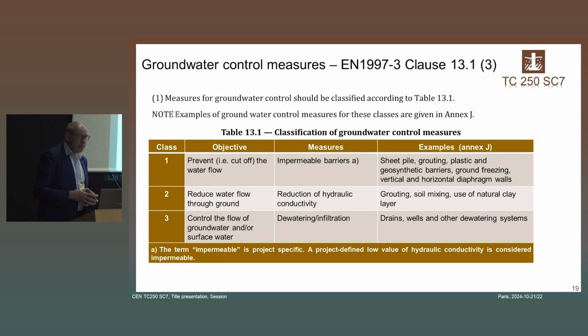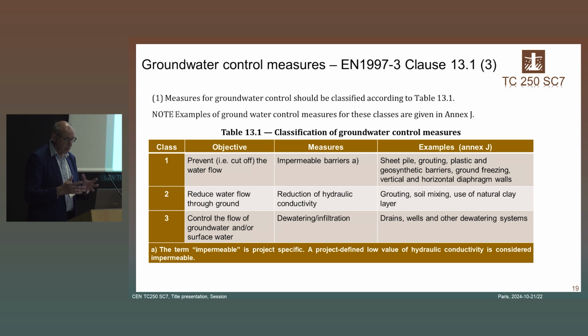The last bit about groundwater is in Part 3. There's a special clause 13 and it is called groundwater control measures. And for measures for groundwater control, well, we have 3 classes of groundwater control measures. The first one is to prevent water flow. The second one, reduce water flow. And the third is control water flow by dewatering.